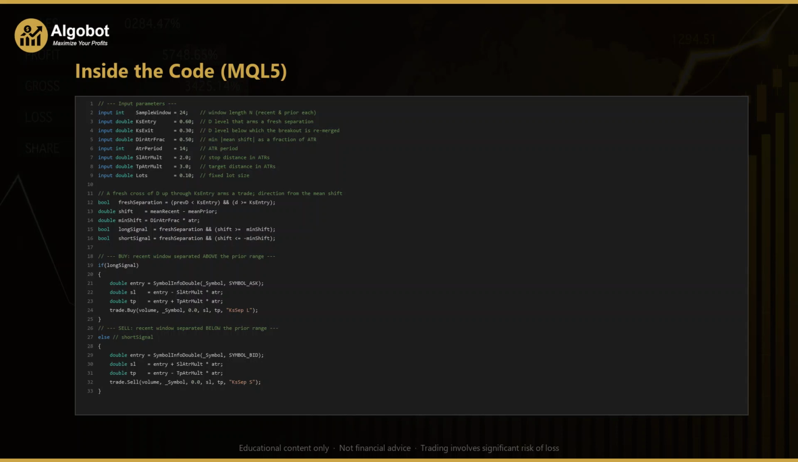When that holds, the code reads the ask price, sets the stop below entry at the stop multiple times ATR, sets the target above entry at the target multiple times ATR, and calls trade.buy.